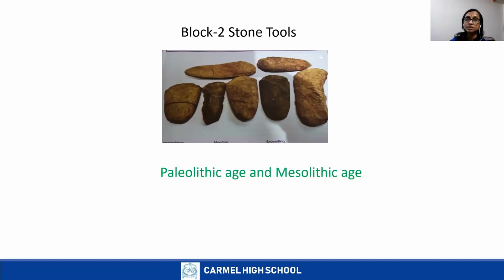What is the Paleolithic age? Paleolithic is a Greek word, and even Mesolithic. These words are taken from Greek. Paleo means old, and lithic is formed from lithos, meaning stone. So Paleolithic means old stone age. This is the first period. Then Mesolithic: meso means middle, and lithic is stone. So Mesolithic means middle stone age.